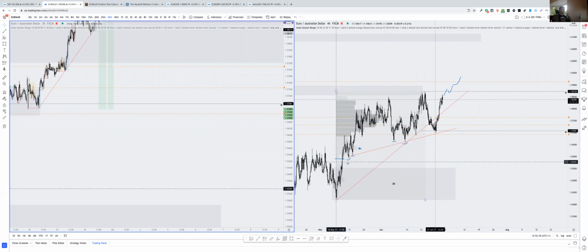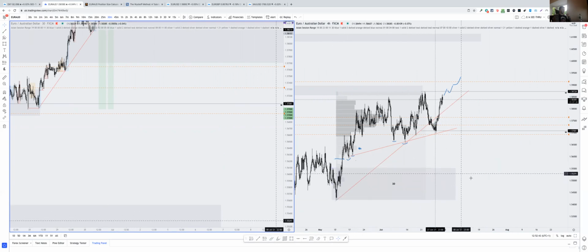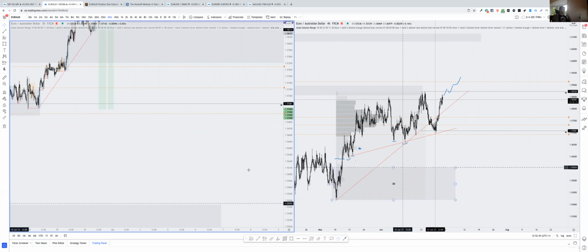And we also have imbalances here to fill, as well as a daily or the 3-day point of interest. Okay, so there's reasons for it to come lower. There's a lot of liquidity to the downside, right? So cool, that's all well and good.